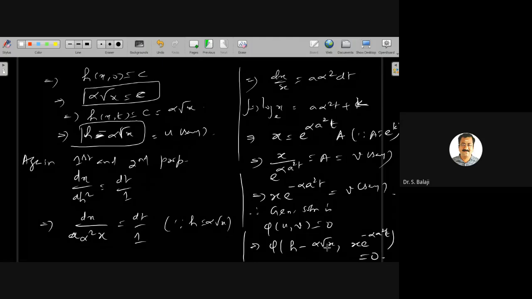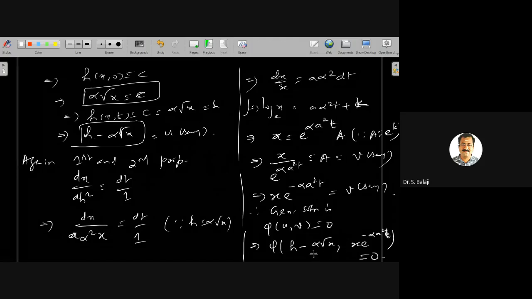From this you can write h purely in terms of x comma t. Here x and here x, t. So you can write h in the form of x comma t, and this will constitute a solution. Here you can write h minus alpha root x is equal to u, say.